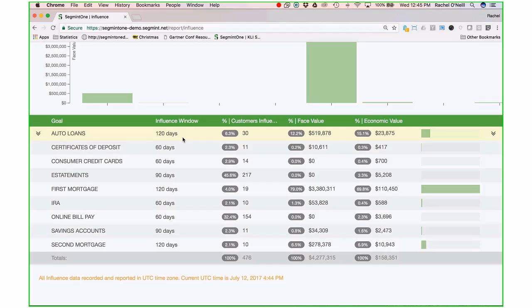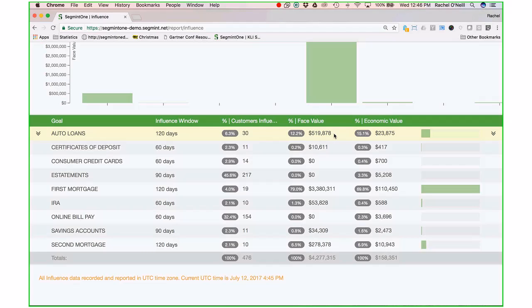Typically on a loan, it's 120 to 90 days, whereas something like signing up for e-statements or a credit card may only be 30 or 60, but that's driven by the particular institution we're working with. So that's how long they'll watch to see if someone converts after seeing a particular message. But then we get to the very important figures. I can see the number of customers who have been influenced. These are individuals who have received targeted messaging from this campaign and opened that product or service. And then of those 30 loans that have been opened in this time frame, I can see both the face value and the economic value. The face value is the overall value of those products, of those 30 loans.